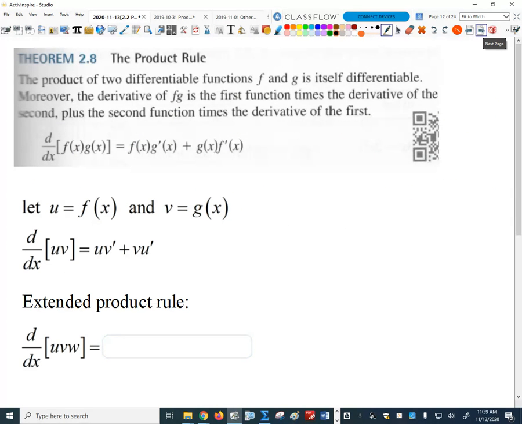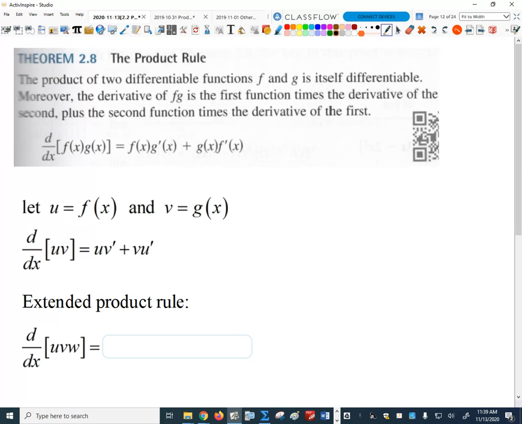Okay, so that's the product rule, right? There it is. The derivative of the product is equal to f of x times g prime of x plus g of x times f prime of x. And it doesn't make any difference which one. These are interchangeable because it's a sum, and we know that we can commute the terms in a sum and it's still equal, right?